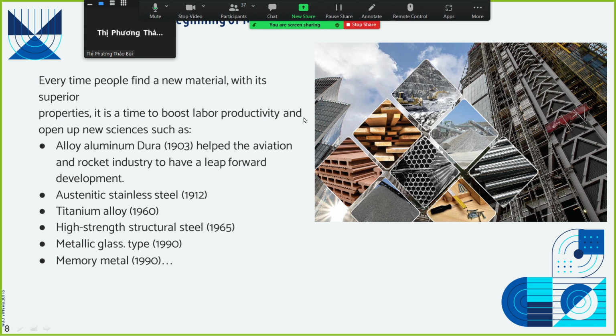It's time to boost labor productivity and open up new science such as alloy aluminum. Dura 1903 helped the aviation and rocket industry to have a leap forward in development. Second, austenitic stainless steel in 1912, titanium alloy in 1960, high-strength structural steel in 1965, metallic glass type 1990. At the same time is memory metal.